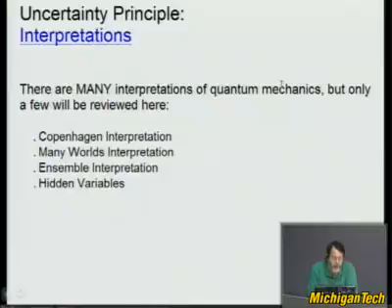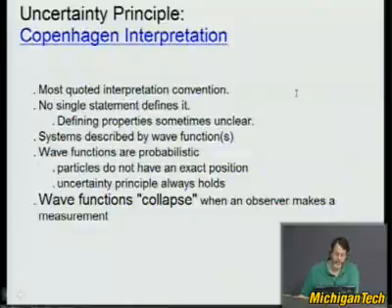But now I'm going to go after not only the uncertainty principle, but quantum mechanics in general, the interpretations of what quantum mechanics is. And so I'll be reviewing 4 of them: the Copenhagen, the many worlds, the ensemble, and the hidden variables, as best I can, as best I understand them. So let's get to the first one, the Copenhagen interpretation.